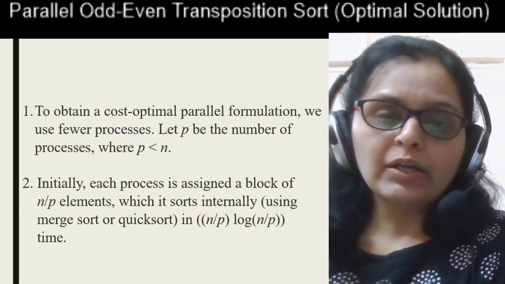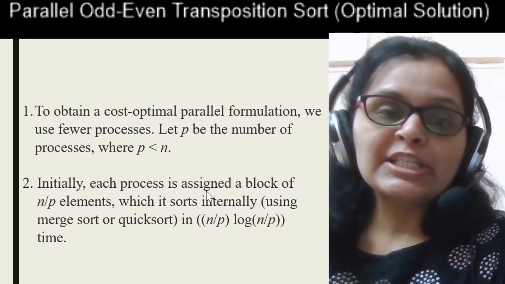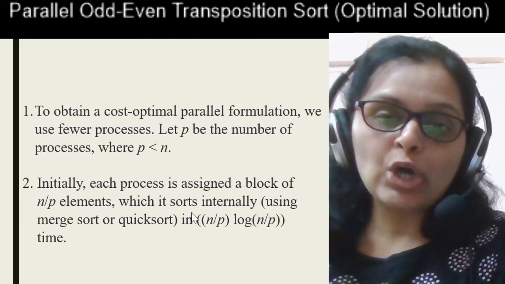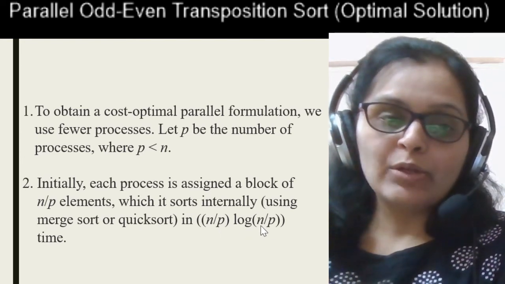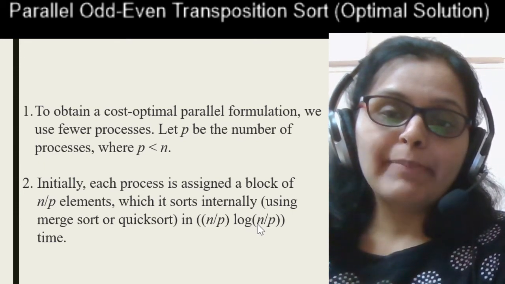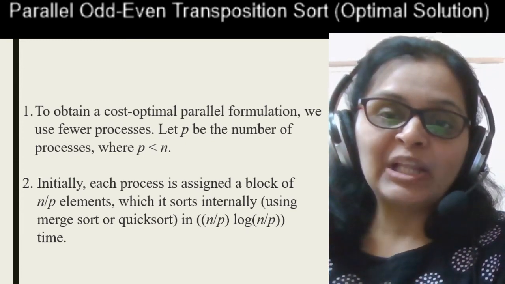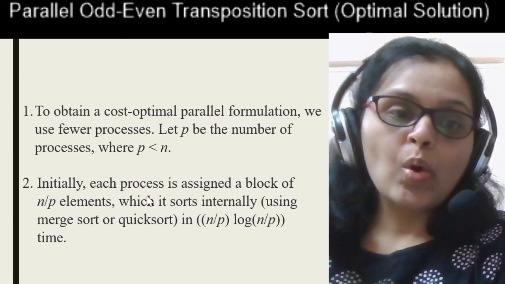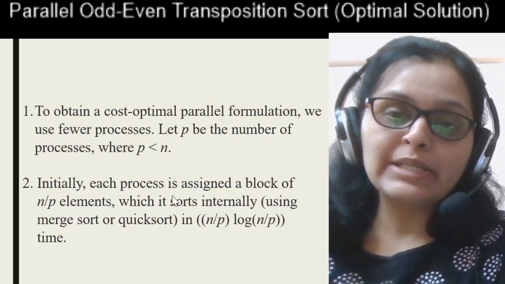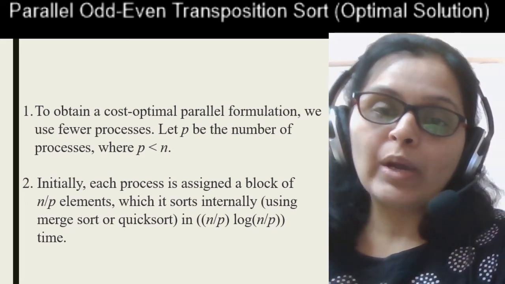Initially, each process is assigned a block of n by p elements, which it sorts internally using merge sort or quick sort in n by p log n by p time. That also we have seen. The best sequential sorting complexity of merge or quick sort is n log n. So here we are sorting locally n by p elements, so the time complexity for that particular step is n by p log n by p only.